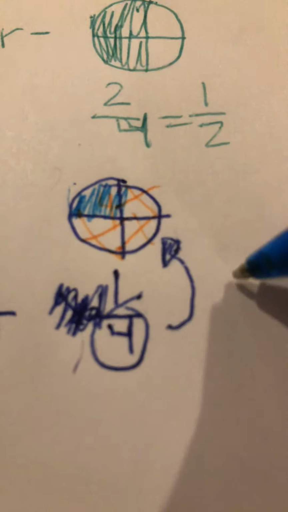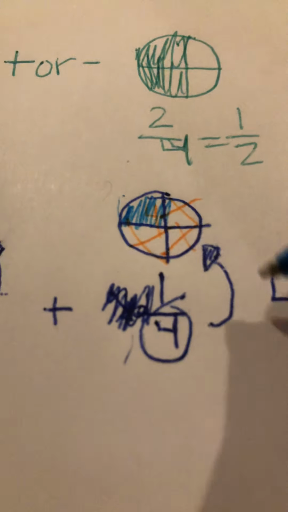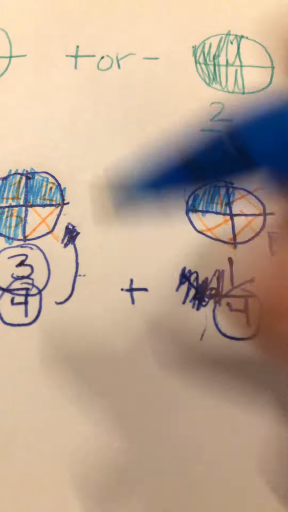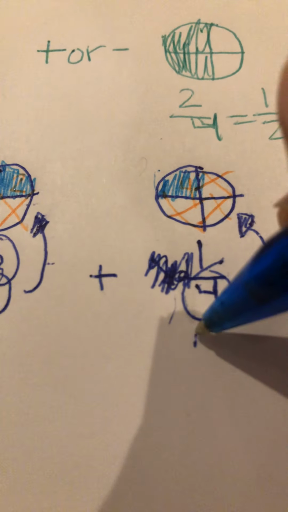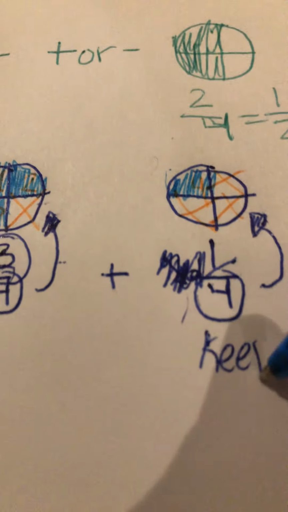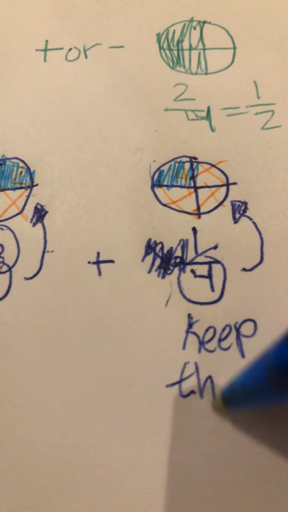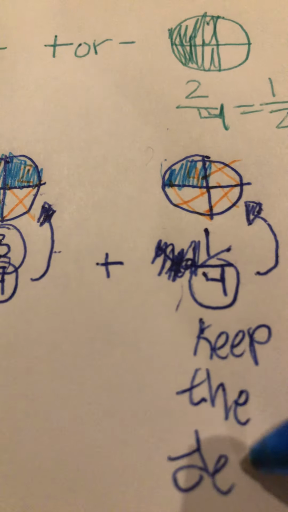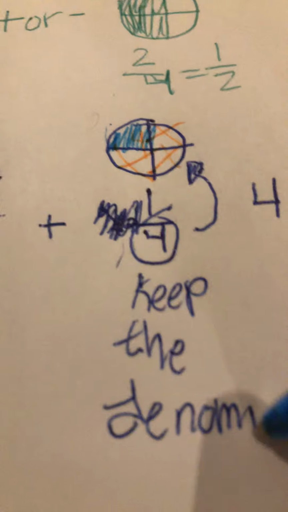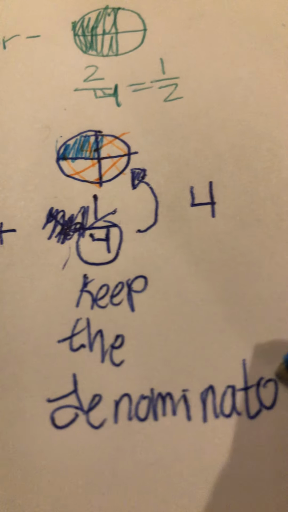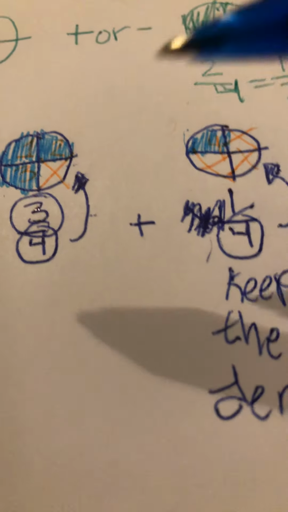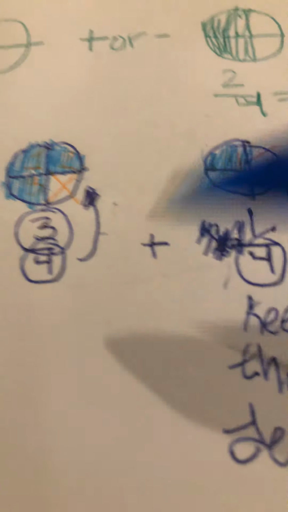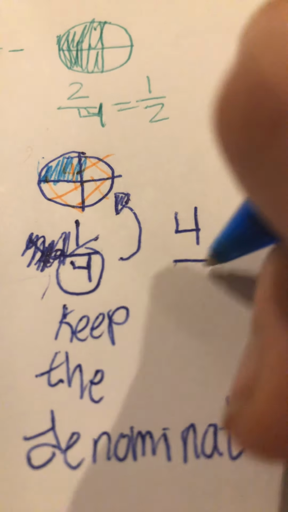This means how many shaded, so we would just add how many are shaded, 1, 2, 3, 4, and that would be the numerator of our answer. And if it's the same denominator, we just keep the denominator. So if it's the same denominator of 2 numbers, we keep this denominator. So the answer would be 4 over 4.